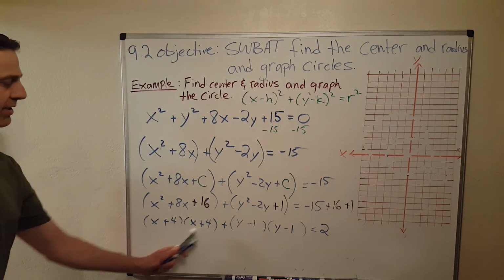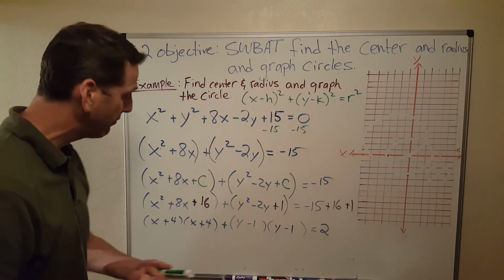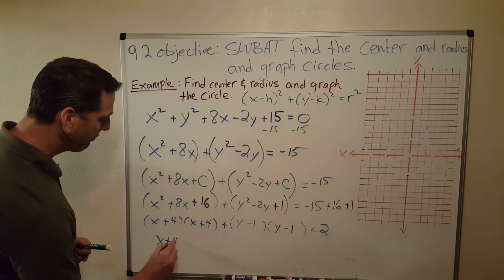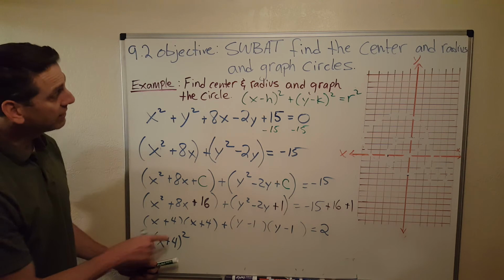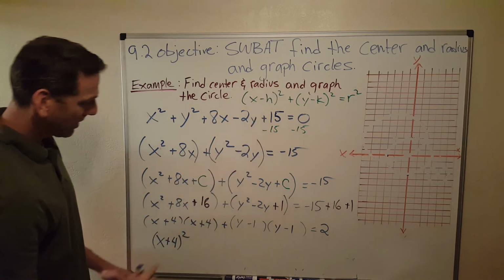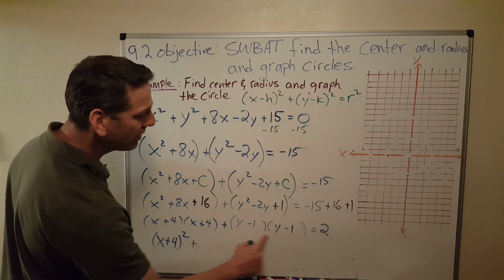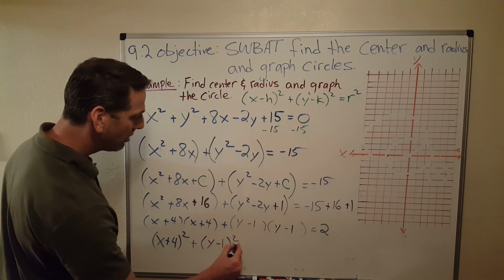Now I have this right here, x plus 4 times x plus 4. I can write that in exponential form. I can write that as x plus 4 to the second power, right? Is that starting to look familiar? Plus, and I got y minus 1 times y minus 1. Well, that's just y minus 1 squared.